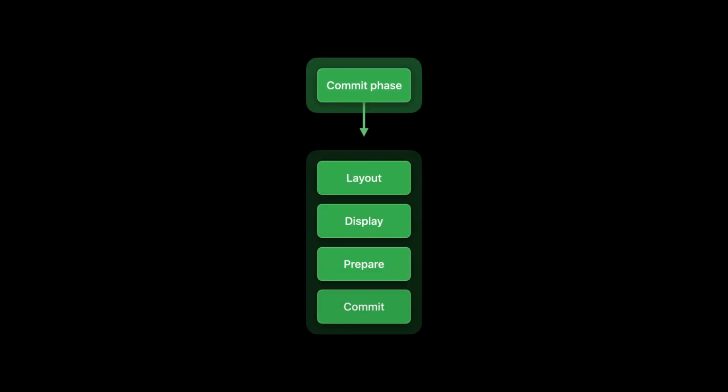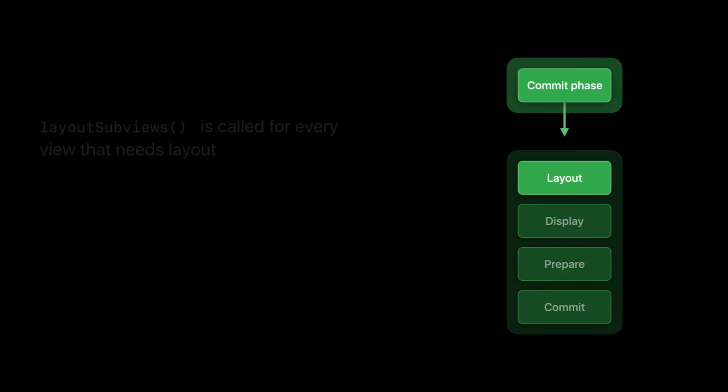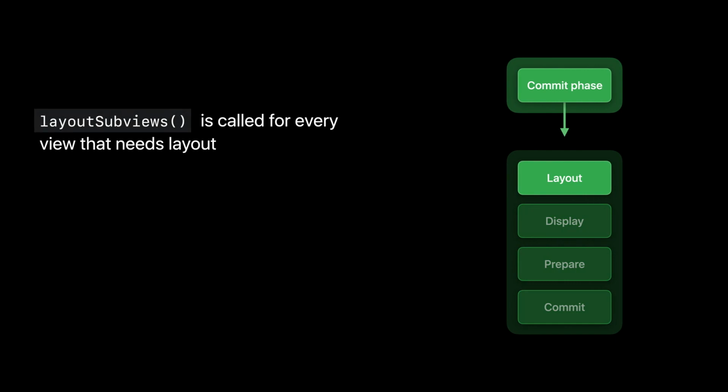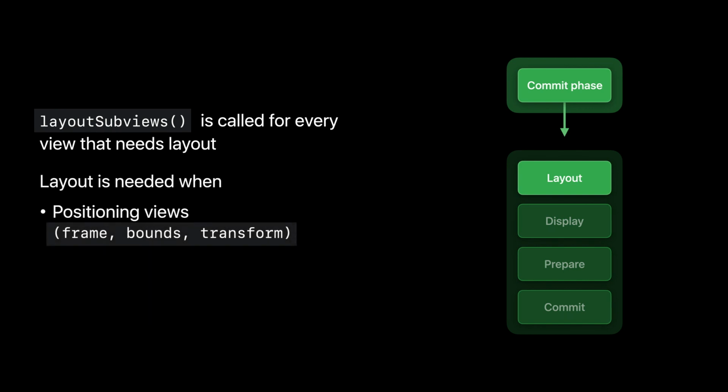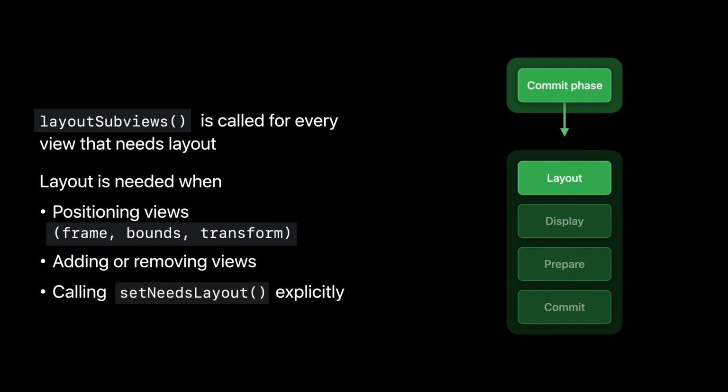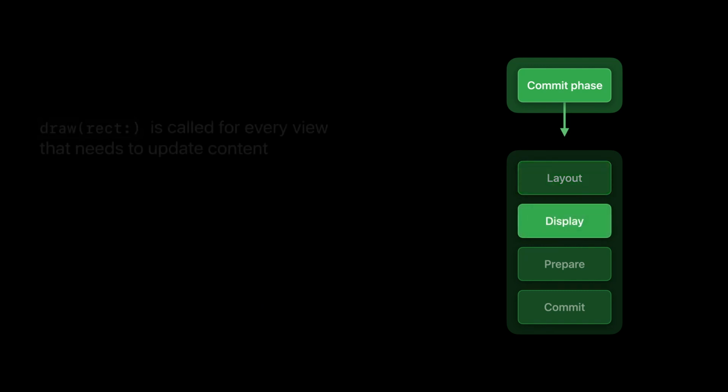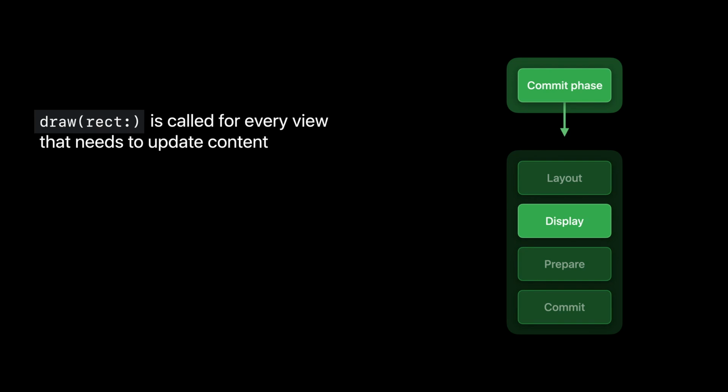Let's take a look at the different phases involved during a commit transaction. There are 4 steps: the layout phase, the display phase, the prepare phase, and finally, the commit phase. During the layout phase, layoutSubviews will be called for every view that requires layout. You can mark a layout needed by changing a view's position, adding or removing views, or explicitly calling setNeedsLayout on the view. During the display phase, drawRect will be called for every view that requires display.